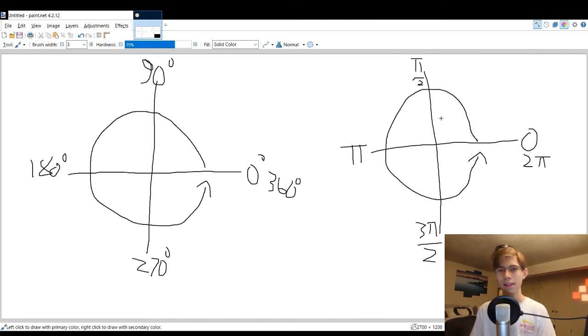So that's what radians look like. And you don't have to worry too much about them because the math is all done under the hood.